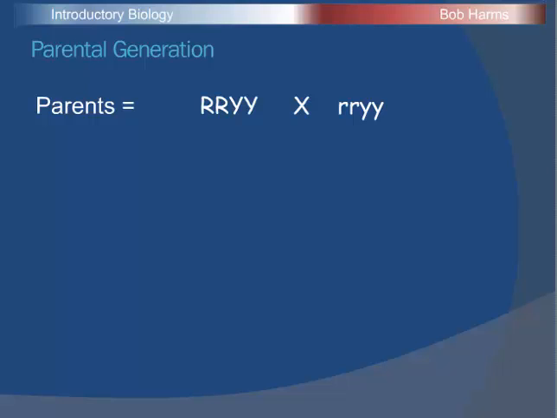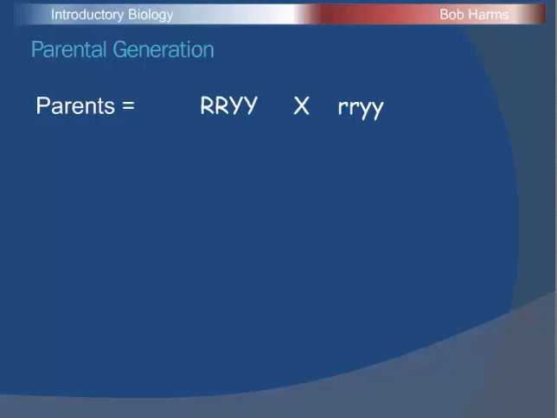Let's cross a parent that is dominant for all those alleles. It has two copies of the round information for pea shape, two copies of yellow for color. And we'll cross that with a parent that's homozygous for all the recessives, two copies of wrinkled, two copies of the green. So our first thing to do is figure out which gametes are going to be passed on.